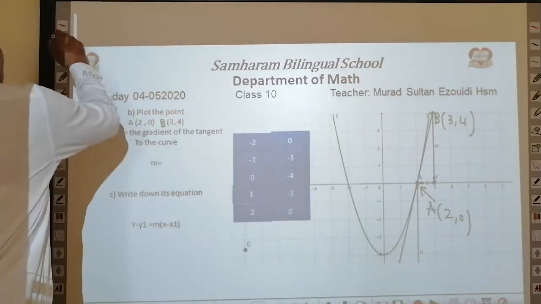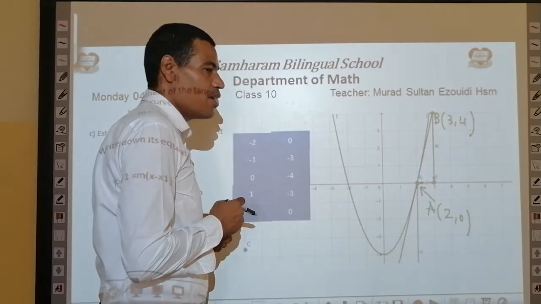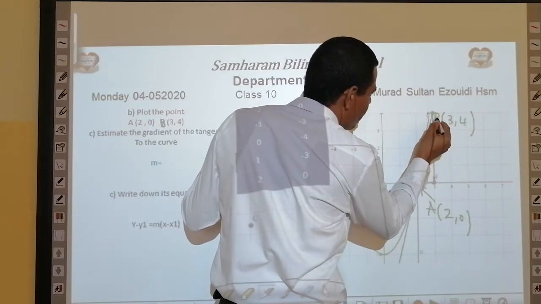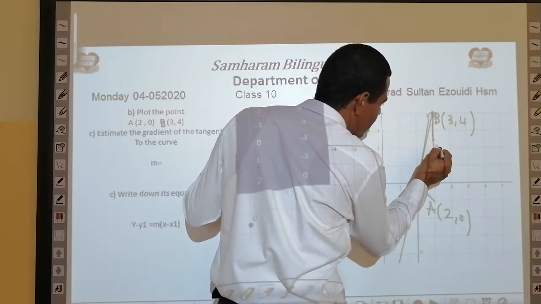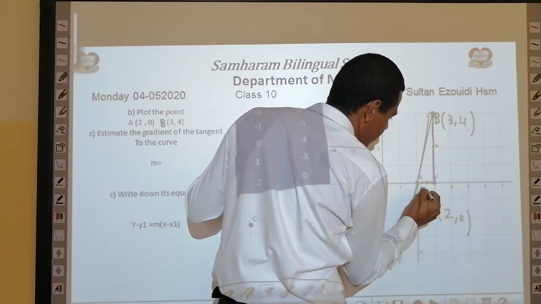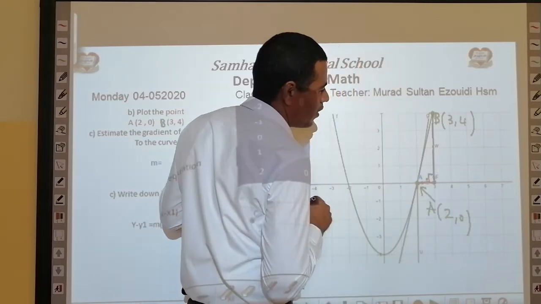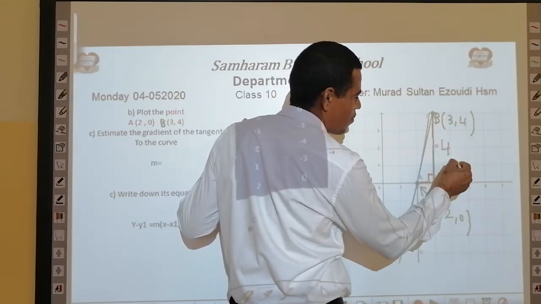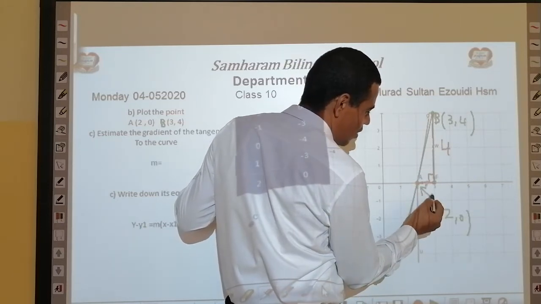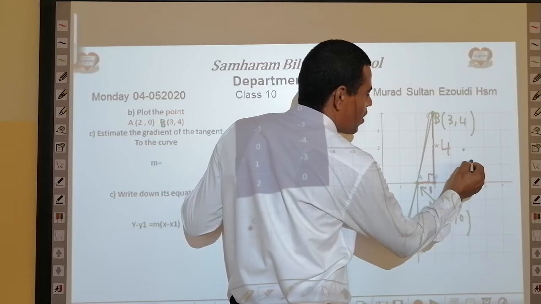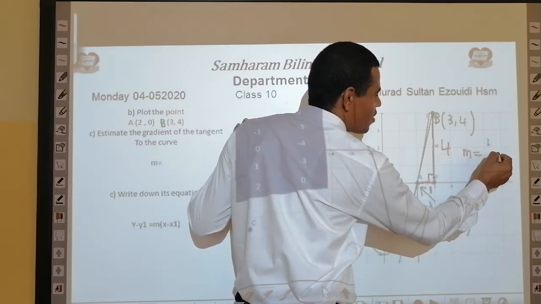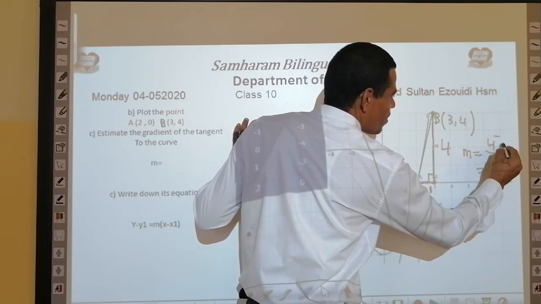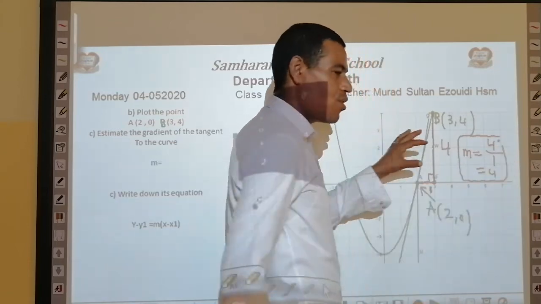Now, my learners, if you would like to work out the gradient or the slope of this tangent to the curve, you just construct a right angle triangle like that. How many squares here? We have 1, 2, 3, 4. This is 4 squares, and this one only 1. So to work out the slope or the gradient, make change in y over change in x: 4 over 1 is always 4. This is if you would like to use the graph.